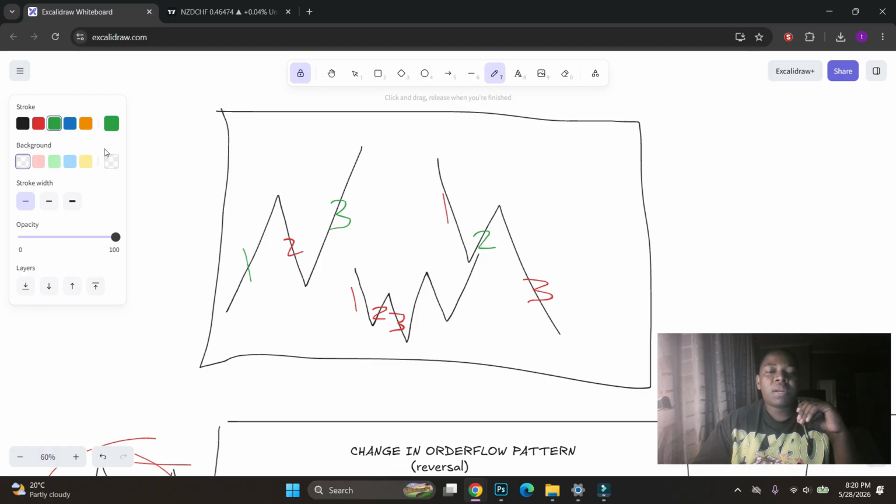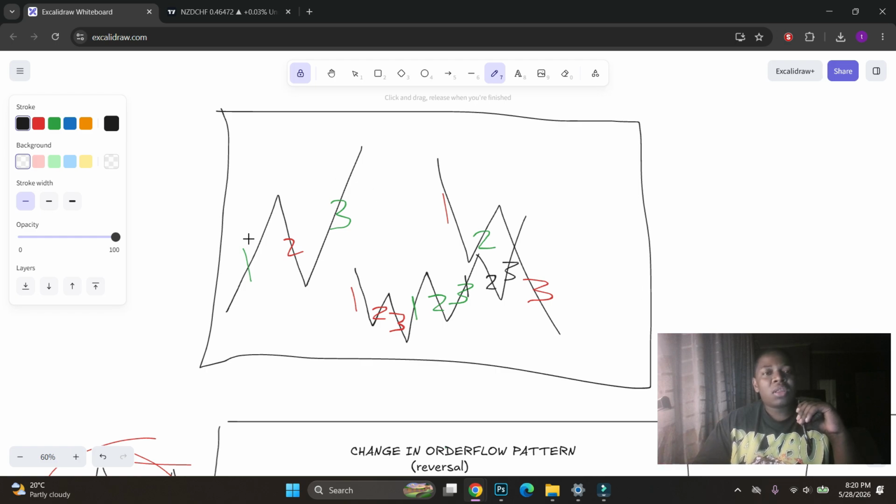And then price does what after changing order flow? Repeats. Wave 1, wave 2, wave 3. And then it repeats again. Wave 1, wave 2, wave 3. Just like that. This is the wave theory. You don't need to complicate it.